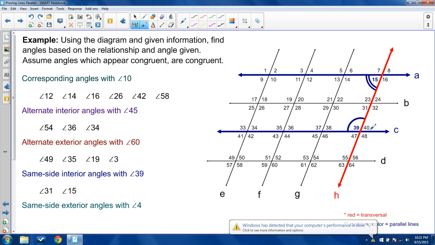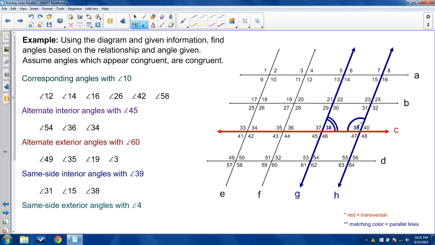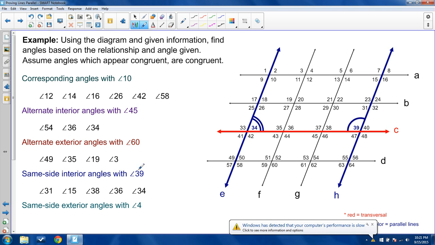Now let's make C the next transversal with H. If C is the transversal, here are same side interior angles, 39 and 38. If supplementary, G and H are parallel. 36 makes F and H parallel. And 34 makes E and H parallel. And hopefully you're getting the gist. I'm obviously saying the same thing over and over, but I want to make sure that you can always run through every single instance of what's happening, and you can see them all.